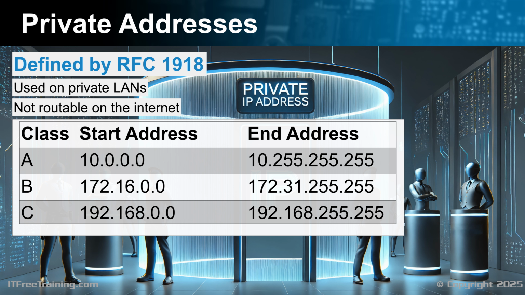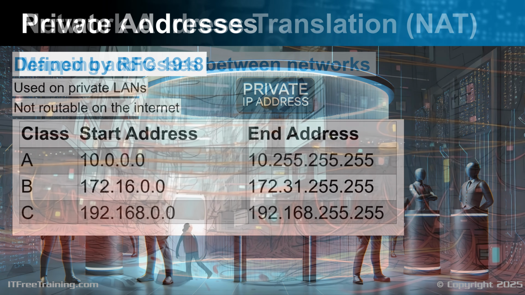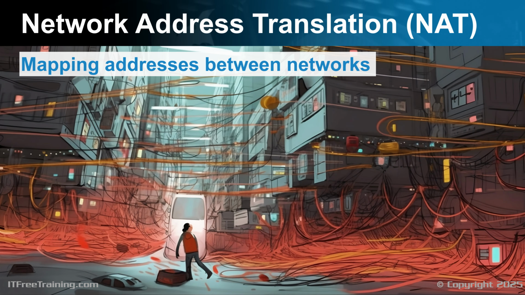Since private IP addresses can't be routed on the Internet, let's have a look at how we combine the two. To have a connection between private and public IP addresses, there needs to be a mapping of the addresses between the two networks. One of the more common ways of doing this is using network address translation, or NAT.